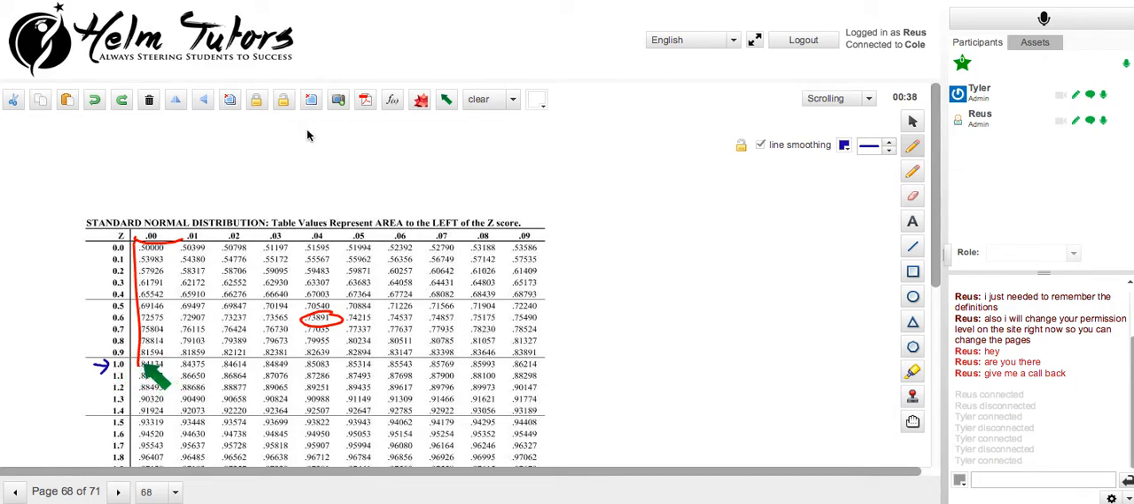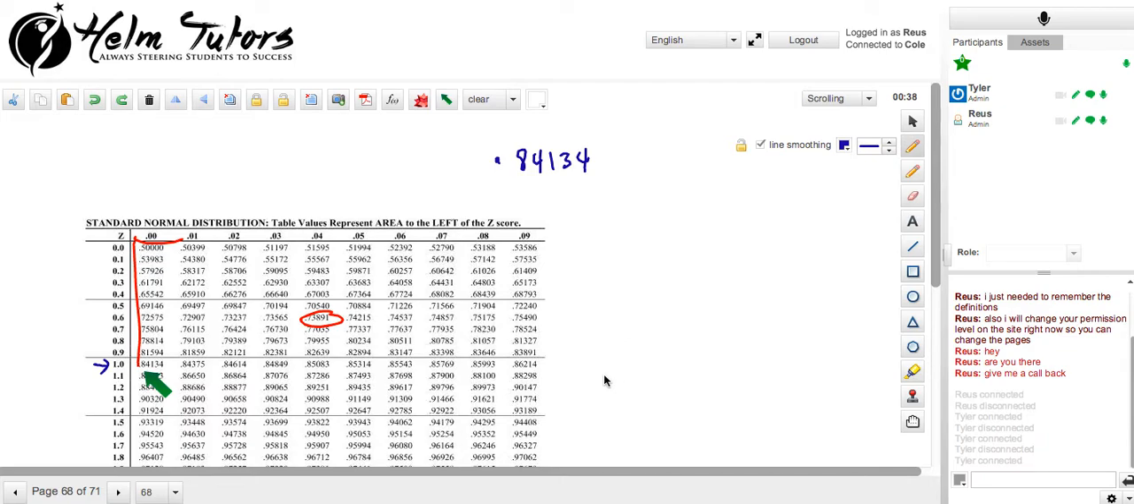Exactly. So it would be... wait, so it would be 0.84134. Yeah, 0.84134. And this is telling you the proportion, right?